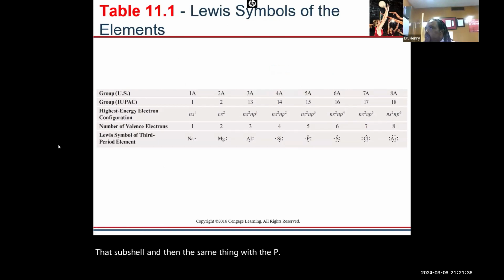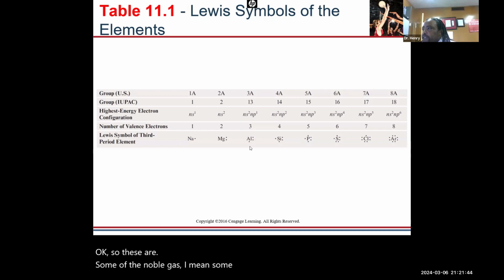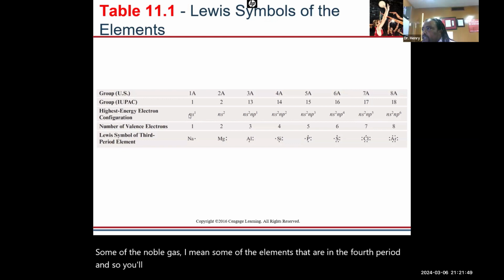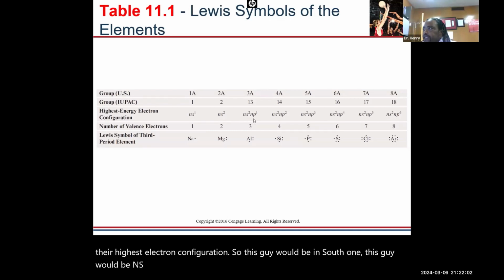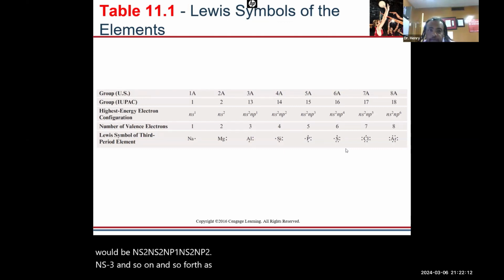Okay, so these are some of the elements that are in the fourth period, and you'll notice they have their highest electron configuration. This one would be ns1, this one would be ns2, ns2 np1, ns2 np2, ns2 np3, and so on and so forth as we move across the periodic table.